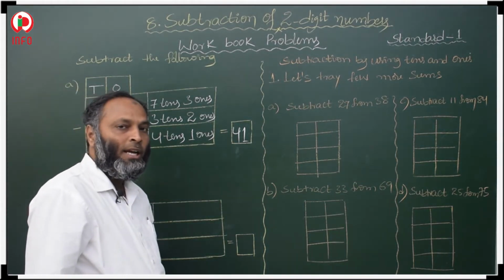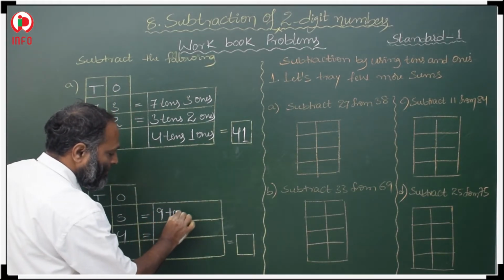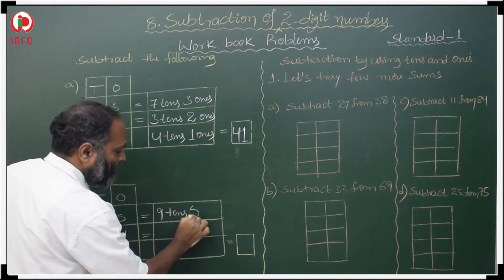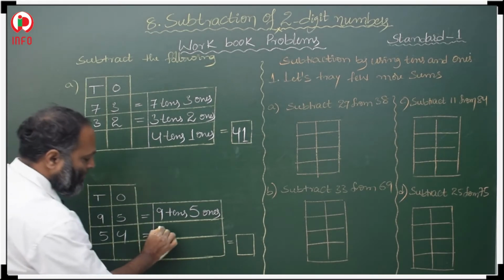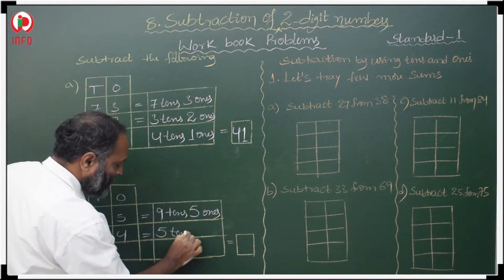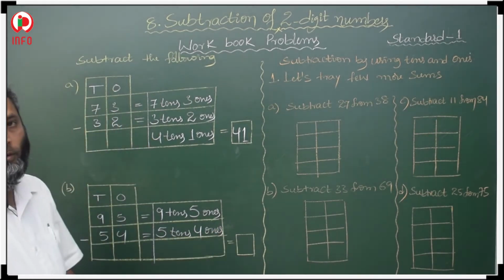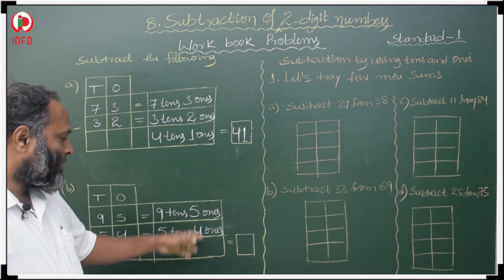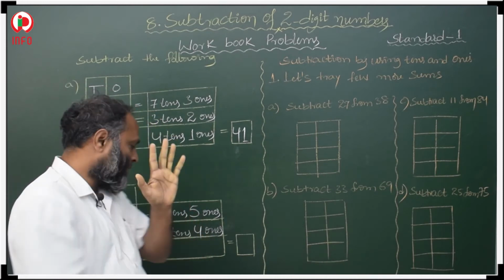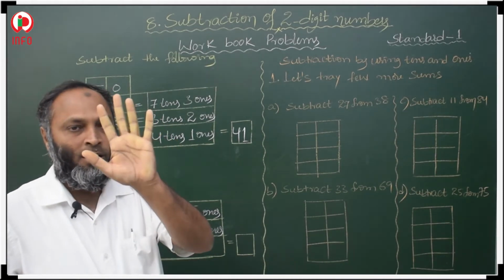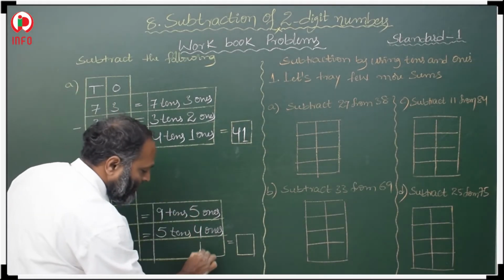First, we have to write in expanded form. 95 means 9 tenths, 5 ones. Now, 54 means 5 tenths, 4 ones. Then after expanded form, first we have to subtract the ones places. 5 ones. In 5 ones we have to subtract 4 ones. In 5 we have to close 4 fingers. Then 1 finger is left. That means 1 ones.